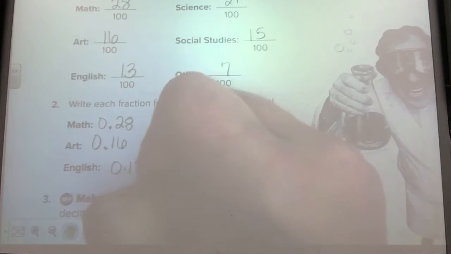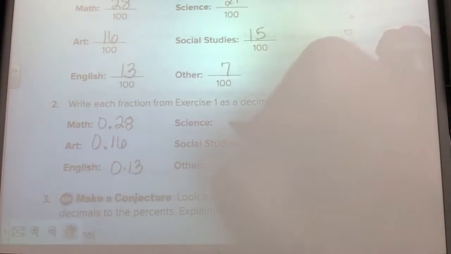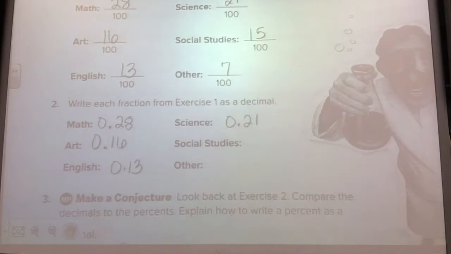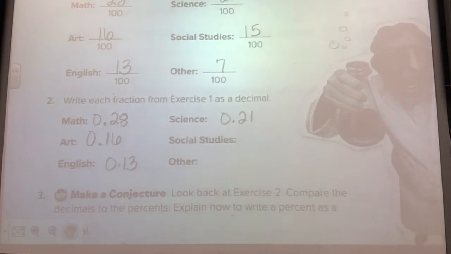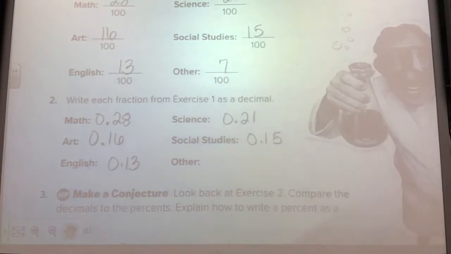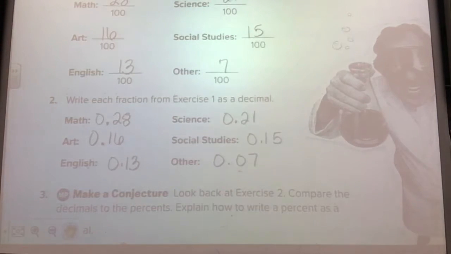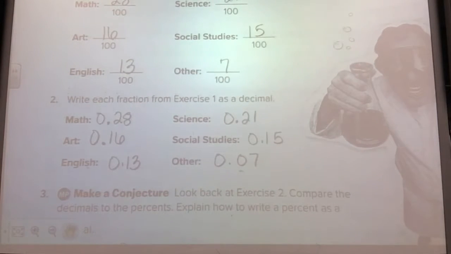You're getting the hang of this pretty well. Science, 21 hundredths. Social studies, 15 hundredths. And other is 7 hundredths. Now, that one is a little bit tricky because you still have to keep it in the hundredths. So you've got to put a 0 in there, otherwise it would be tenths. So really watch your place value on that one.